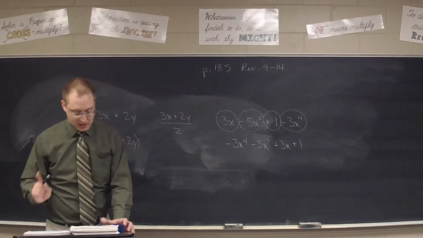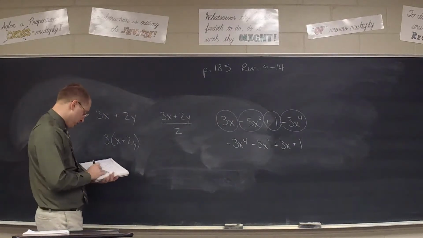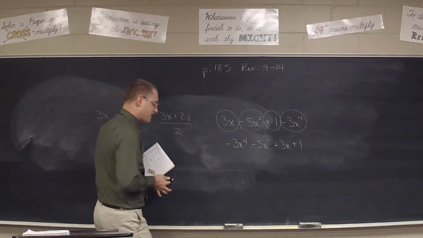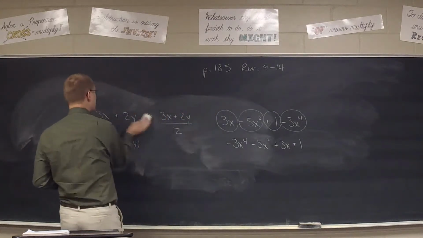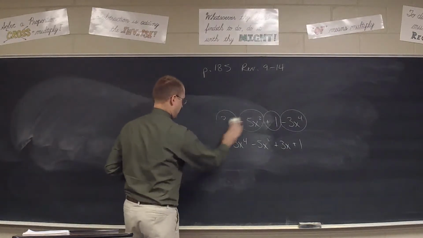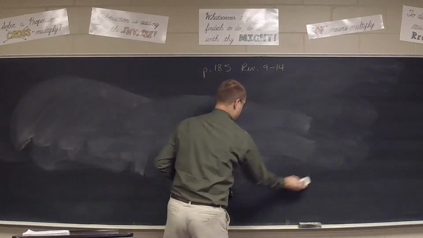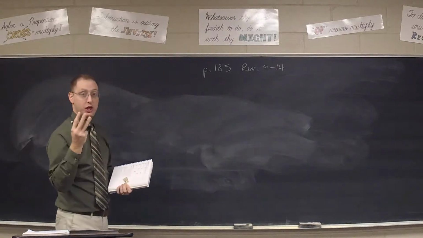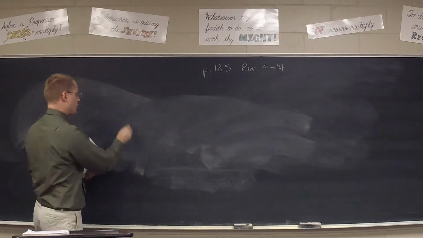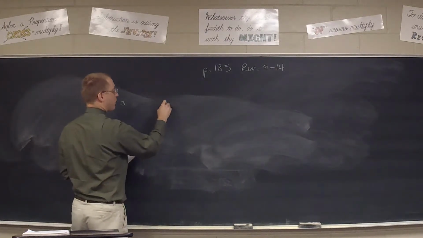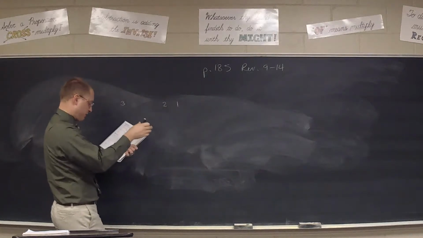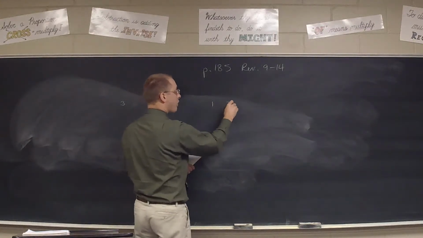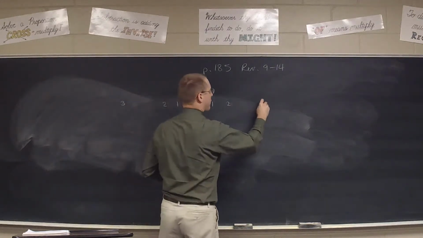Number 13. Something interesting I want to point out here on number 13. Did you notice that every single term is third degree? Every term is of the third degree. You have an x cubed. You have an x squared, y to the first. That's a degree of 3. You have x to the first, y squared. That's degree 3. You have y cubed.